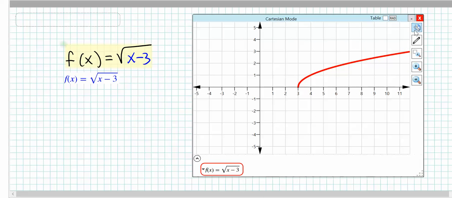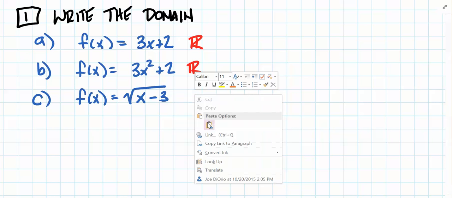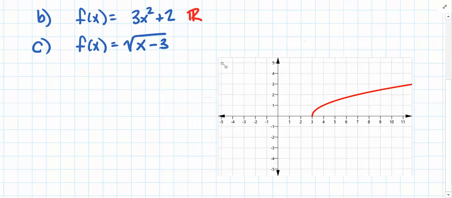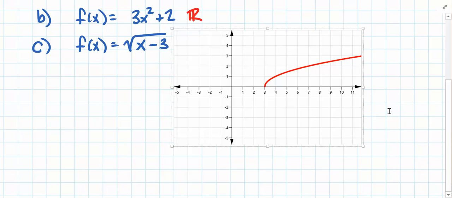So I'm going to take this picture and copy it, and bring it over to our lesson here. Okay, how would I describe the domain? Starting at 3 and continuing to infinity, but including 3? Okay, yes, so one way would be 3 to positive infinity. That would be interval notation, right? How would I write it as an inequality? x must be greater than or equal to 3.